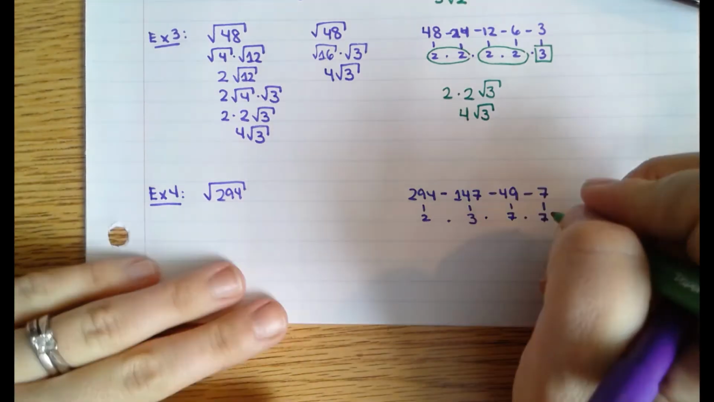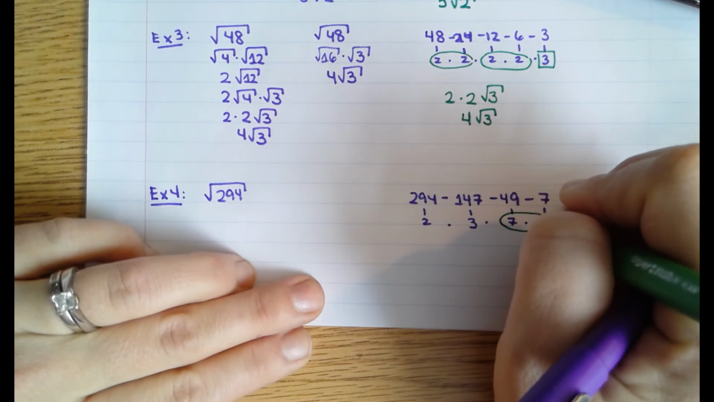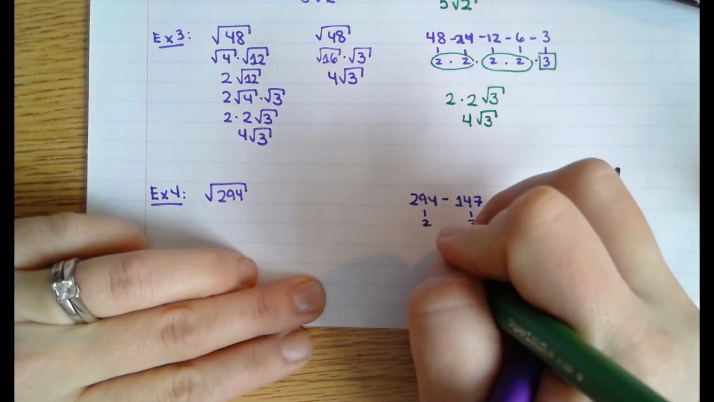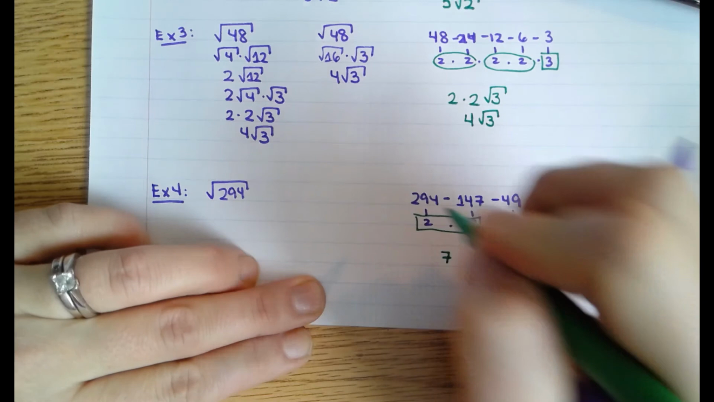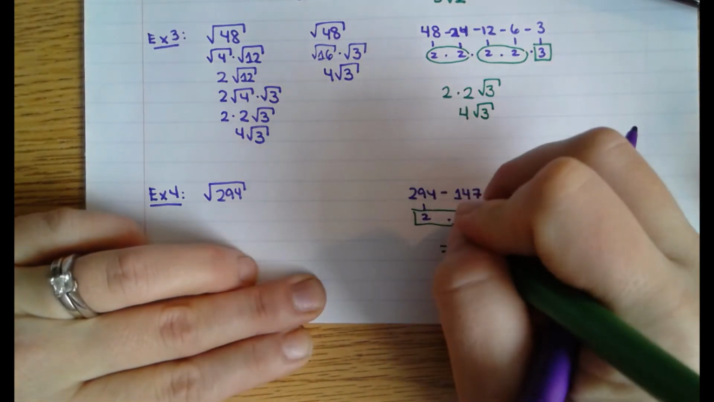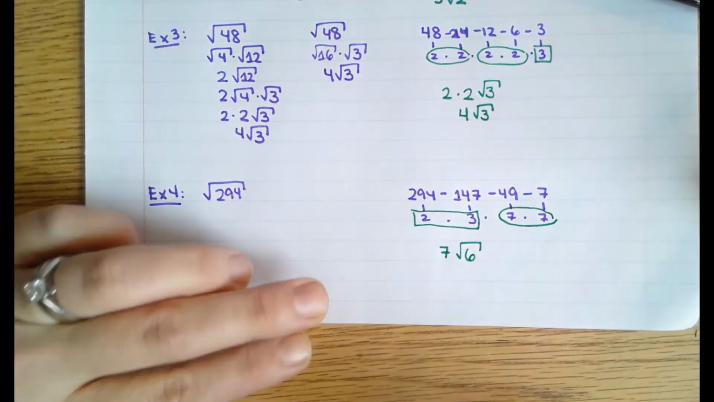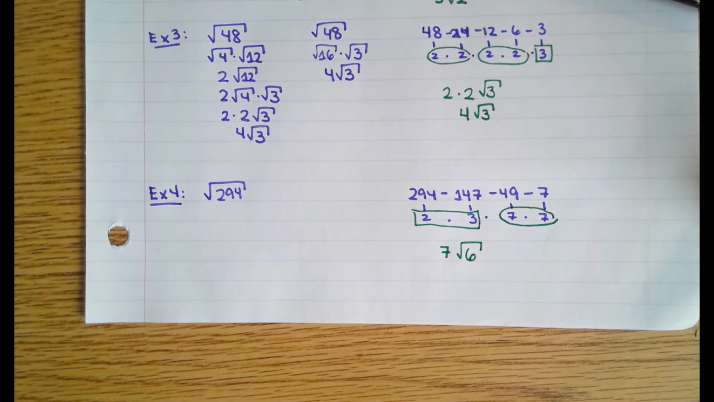So I may not have known this one from the beginning, but there's my pair, and I'm going to bring out a 7, and both of these are on the inside, so I'm going to multiply them together, and I get 2 times 3 is 6, and we are done.